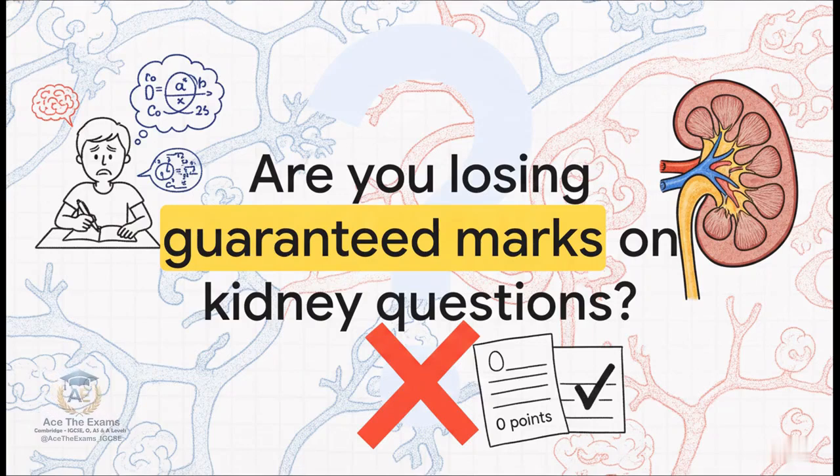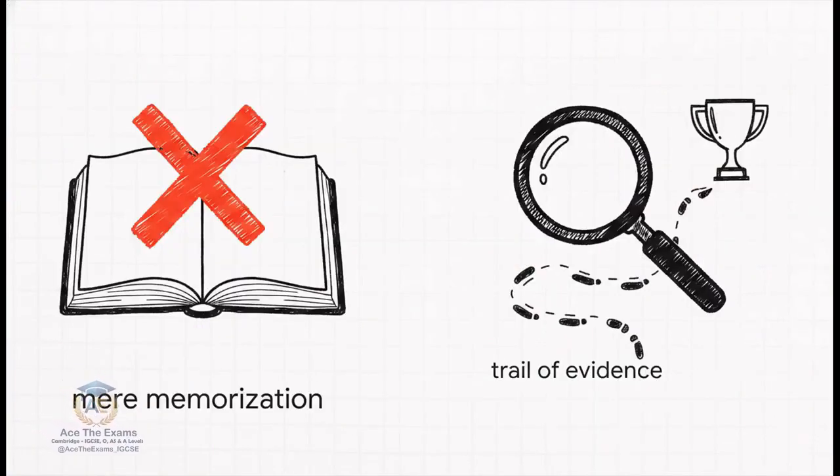Let's unpack it. Well, this happens because ordinary rote revision completely fails when examiners test your methodology over mere memorization. They don't just want the answer, they want to see your analytical process right there on the page. In Cambridge Biology, that final number is honestly only a fraction of the story. You might have the right answer, but if you leave no trail of evidence, you get 0 credit. It's harsh, but it's the reality.